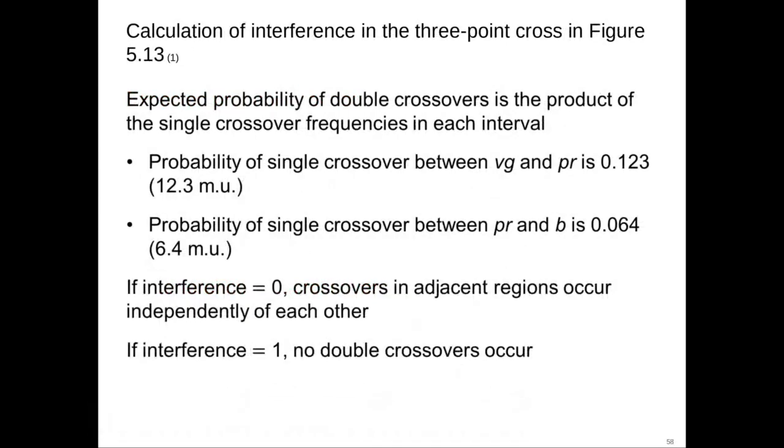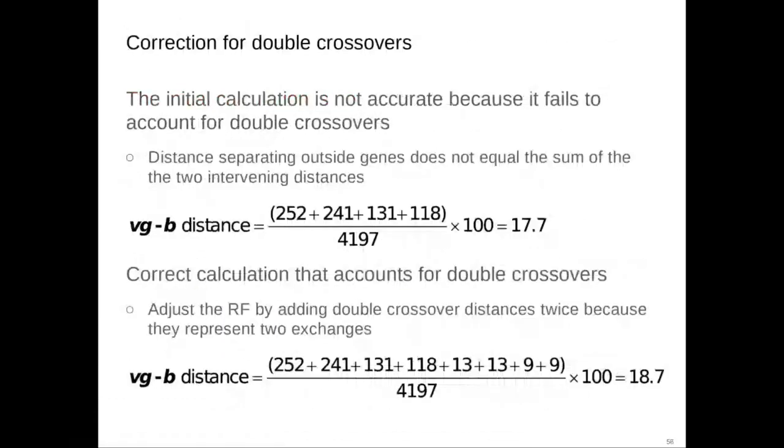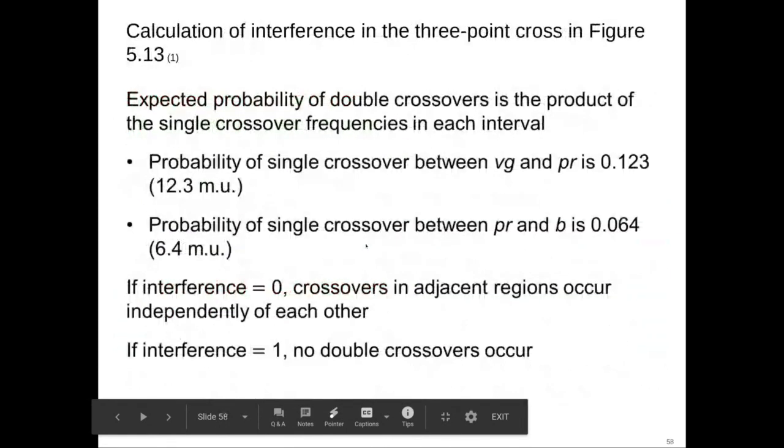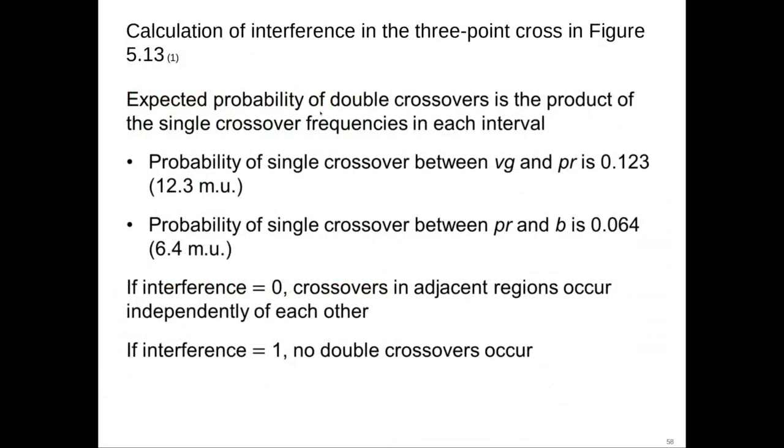So let's calculate the interference in the 3-point cross that we used. Figure 5.13 in your textbook, but this idea here. The expected probability of a double crossover is the product of the single crossover frequencies in each individual region. So the probability of a single crossover between VG and PR is 12.3 map units, or 0.123. The probability of a single crossover between PR and B is 6.4%, or 0.064.